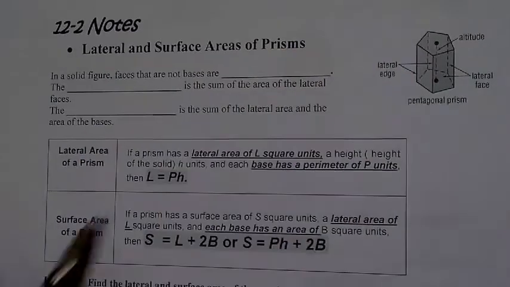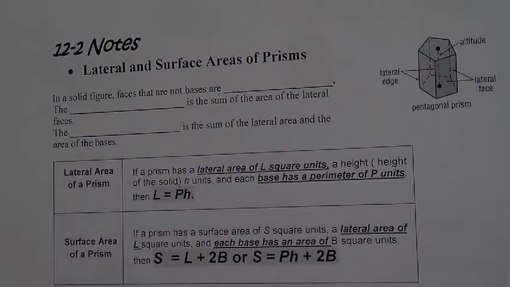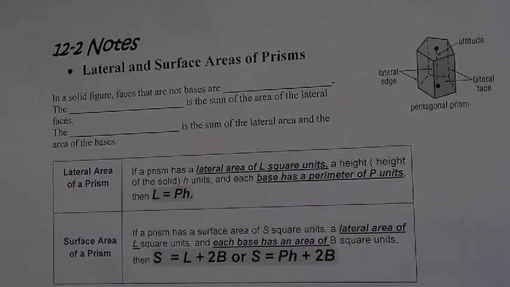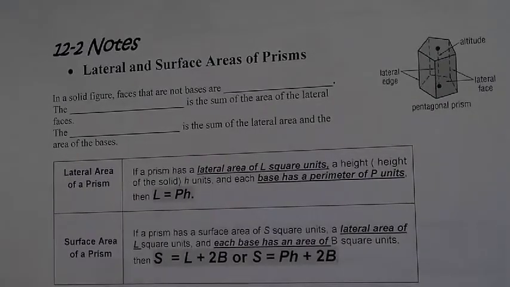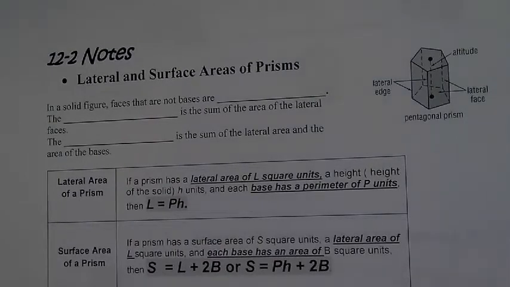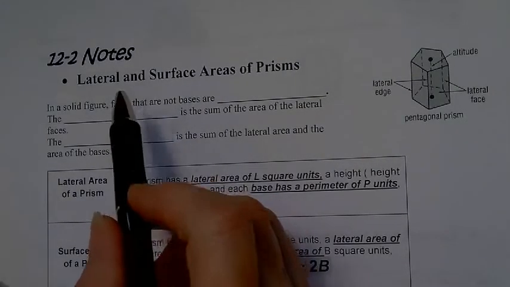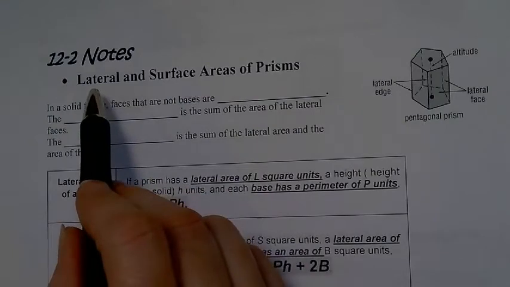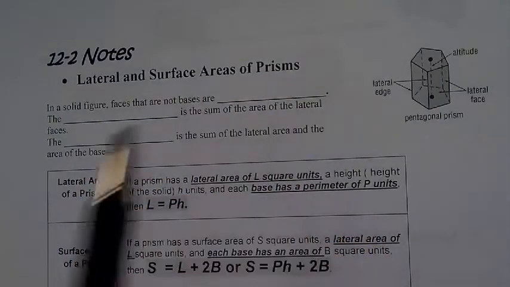All right, we're approaching the last unit before the end of the year, before the end of STAR, but it's not our last unit. Chapter 13 will be our last unit, which we will be covering after STAR. So in our unit on 3D figures, 12-2, we're going to talk about lateral and surface area of prisms.